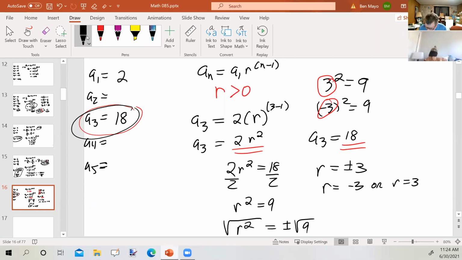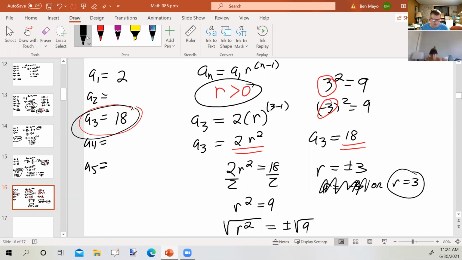But wait a minute. We had this restriction applied at the beginning of the problem. So we're going to disregard the -3 and just go with r equals 3. Okay? Because both 3 and -3, the quantity squared, give you 9, but we were told up front that r had to be greater than 0 or positive. All right. So now I know that r is 3.